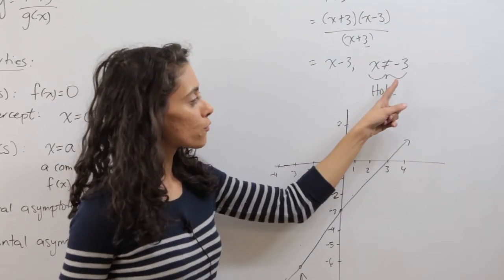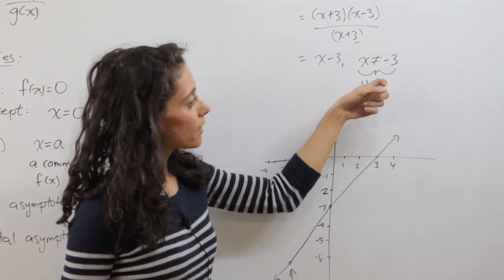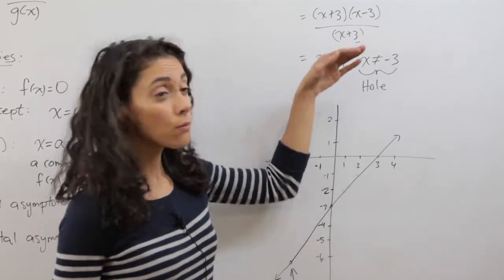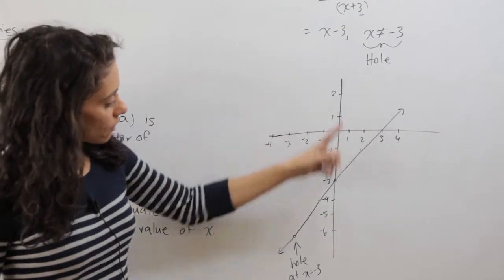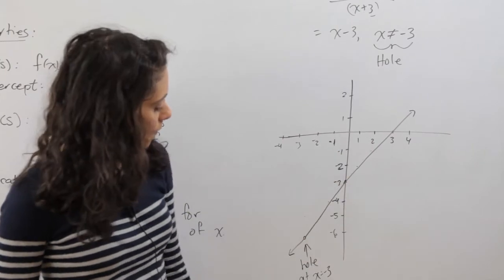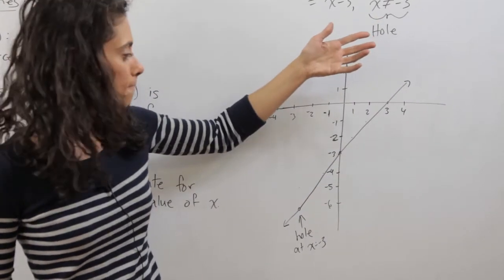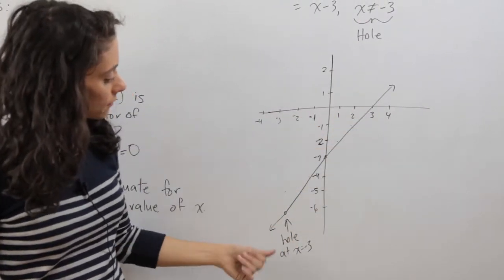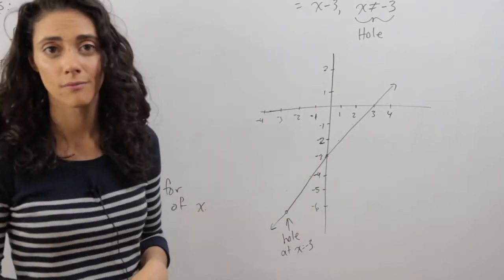But remember, we still have this restriction. Just because the factor canceled doesn't mean that x can be negative 3. We still have a restriction there so that the denominator never equals 0. But again, we canceled it, which means it's a hole. This is just a line with y-intercept at negative 3 and slope of 1, there it is. But if you look over here, where x equals negative 3, where we said there's a restriction, we get a hole. So the graph is a normal line, except when we reach negative 3, it just hops over that one little point and continues onward.